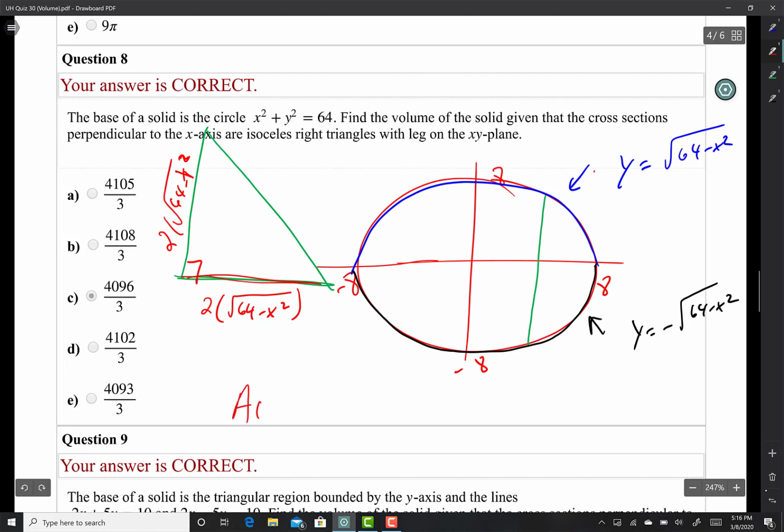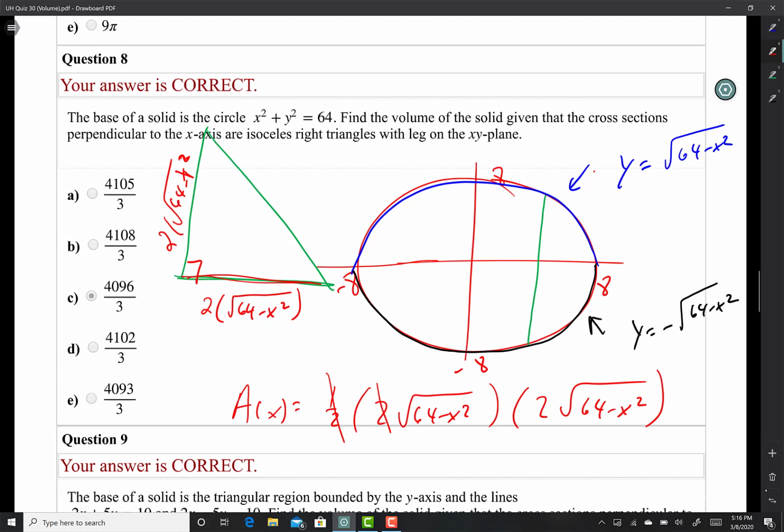So my cross section area is 1/2 base times height, 2 square root of 64 minus x squared, 2 square root of 64 minus x squared. So this half cancels with that. So here's my area. The area of the cross section is just going to be 2, and then the square roots cancel out, 64 minus x squared. I'm not even going to bother to distribute. You can if you want.